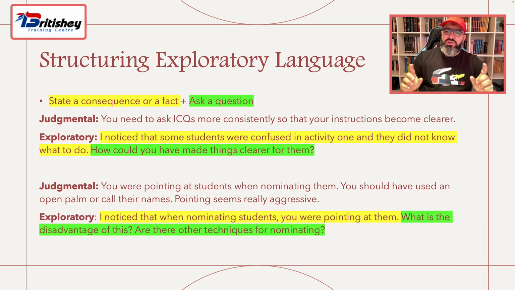I noticed that when nominating students, you were pointing at them. What is the disadvantage of this? Are there other techniques for nominating? And now the teacher needs to think. And as we said, what if the teacher was unable to reach the answer because he's a novice teacher or he's got zero experience? Give it to him, but encourage your teacher to think first.